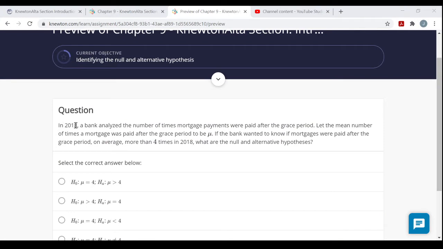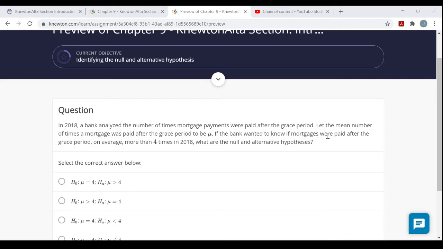In 2018, a bank analyzed the number of times mortgage payments were paid after the grace period. Let the mean number of times a mortgage was paid after the grace period be mu, the population mean, the population average. If the bank wanted to know if mortgages were paid after the grace period on average more than 4 times in 2018, what are the null and alternative hypotheses?